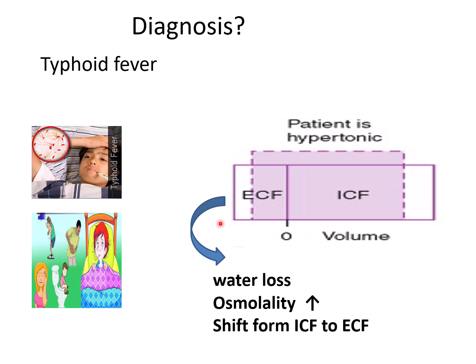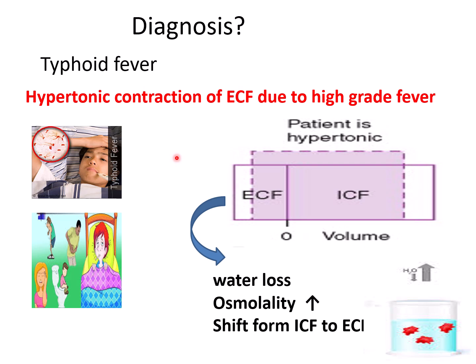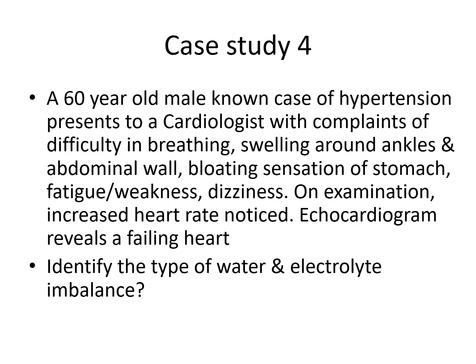So because the osmolality is increased, fluid shift occurs from the intracellular compartment to the extracellular compartment. So this is hypertonic contraction of extracellular fluid due to high grade fever. It can be any, it need not always be typhoid fever. Any high grade fever can result in hypertonic contraction of extracellular fluid.